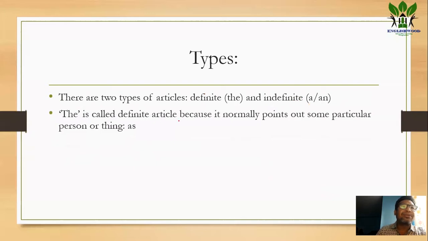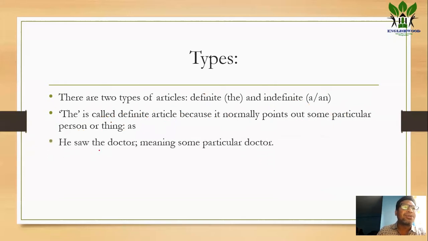The is called the definite article because it normally points out some particular person or thing. So it defines a particular person or thing. Therefore, this is known as the definite article. For example, you saw the doctor. The meaning is some particular doctor. When we say the doctor, we're talking about a particular doctor, who cured you, who did the treatment of your parents.